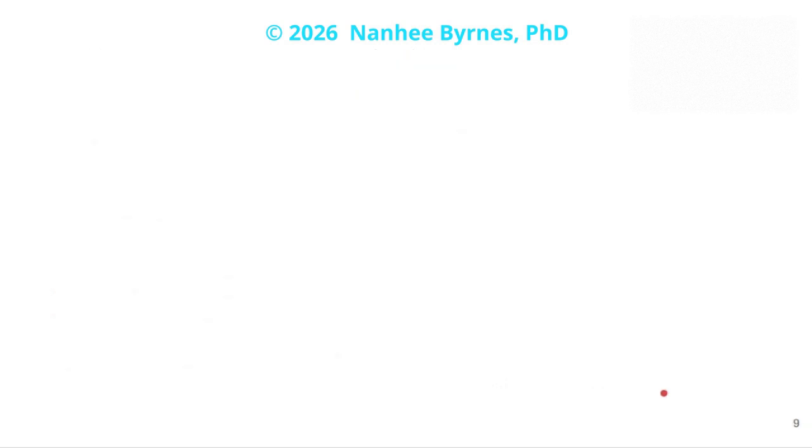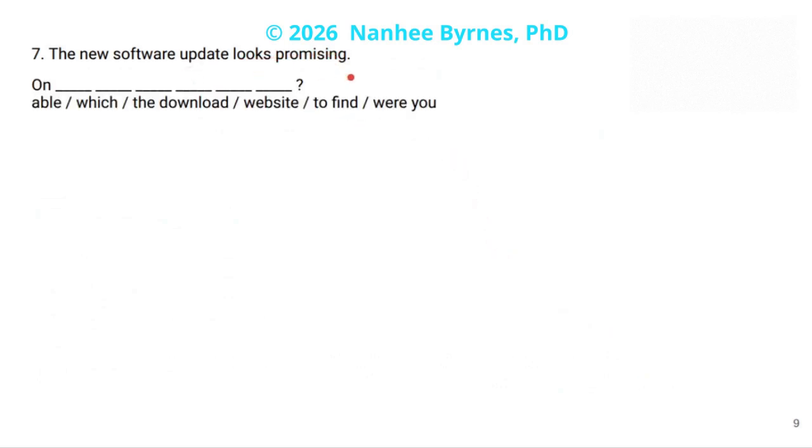Question 7. The new software update looks promising. Now we have: able, which, the download, website, to find, were you. The sentence begins with on, so this must be a prepositional phrase. That tells us we need a noun object after the preposition. Next, I look for the main subject and verb, and I see them right away. Were you? What follows is straightforward.